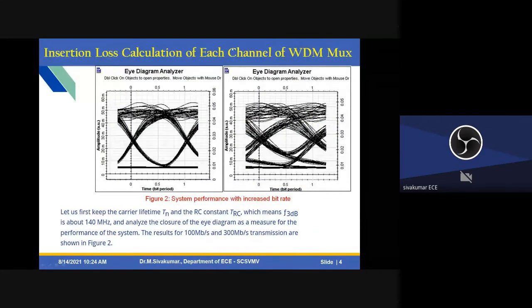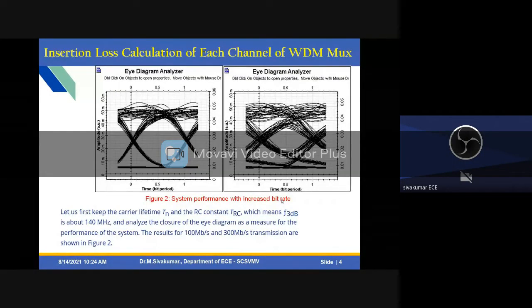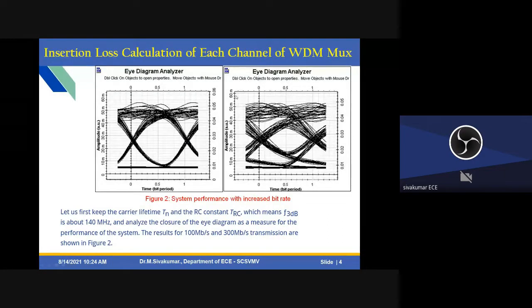The title is wrongly mentioned; you don't need to bother about this title. Here is the system performance with increased bit rate. For example, the previous one was 300 MB per second transmission data. This one is the second eye diagram analyzer. You need to get the 60 mV amplitude, and the time bit is 0 to 1. Based on that, you get this eye pattern.